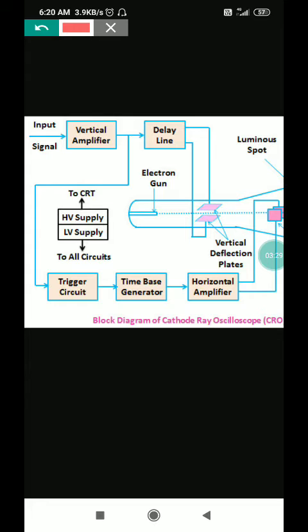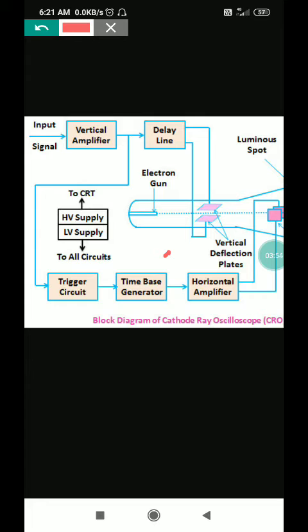Okay, now there is a delay line. As the name suggests, delay line delays the signal by a certain amount in order to prevent loss of information. If we don't use delay line, then there will be some loss of information. That is why, in order to avoid such kind of losses, we have to use a delay line.